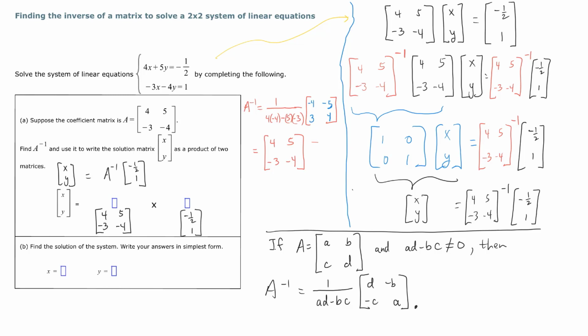So the x is going to be what? The x, notice it's 4 times negative 1/2, which is negative 2 plus 5. So that's a 3. And then let's find the y values. Negative 3 right here. So 3 halves minus 8 halves. What's 3 halves minus 8 halves? Negative 5 halves. So this should be negative 5 halves.